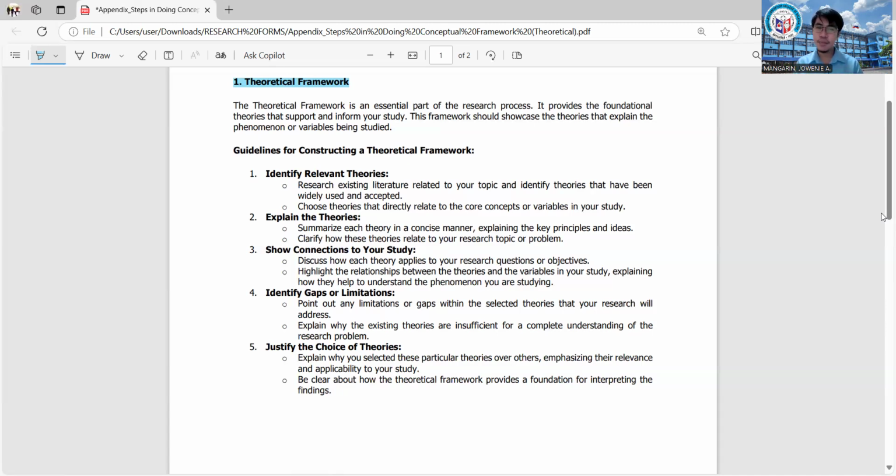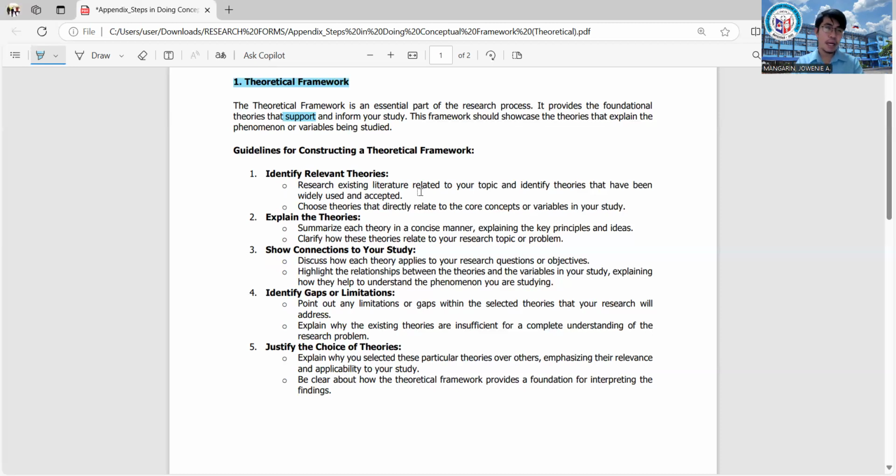Okay? And at the same time, theoretical framework can serve as the support on the conduct of your paper. Minsan kasi, yung mga theories na ginagamit natin sa paper natin, pwede silang mag-provide ng support.